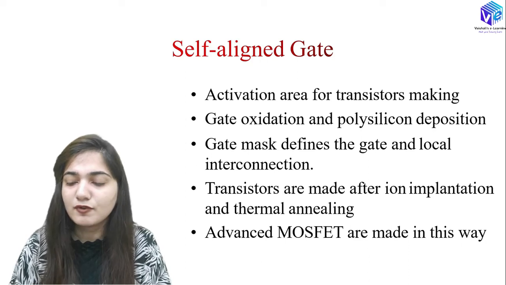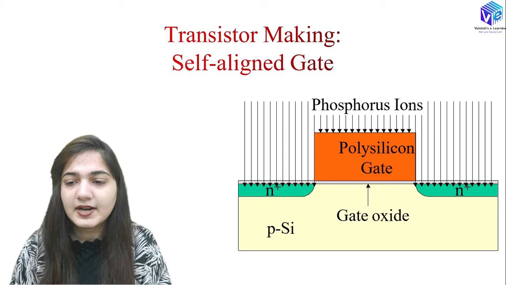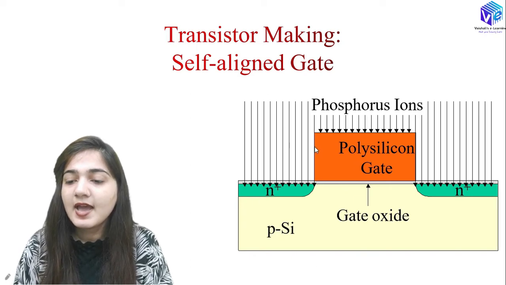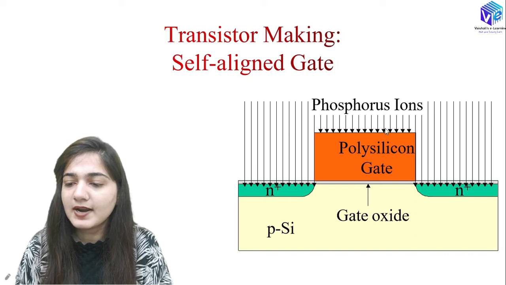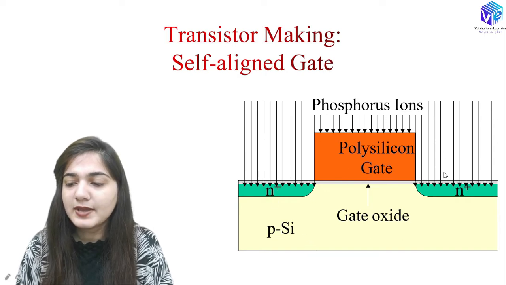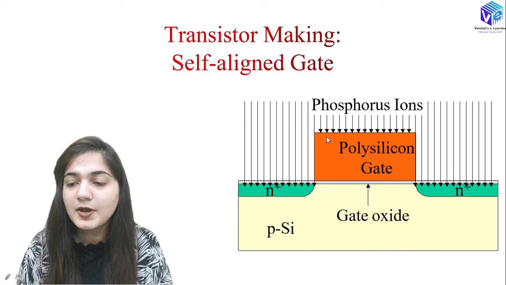Because here we can move towards a smaller feature size and there would be no problem of alignment. You can see here, first of all I made the polysilicon gate, and after that I can use ion implantation to dope n type ions inside the p type silicon, so as to make the NMOS type of structure. This polysilicon gate is going to stop the phosphorus ions from penetrating at this location, and this is how I will not have an n type region here.